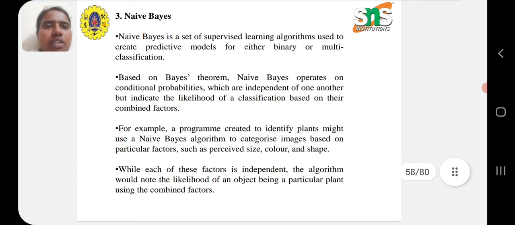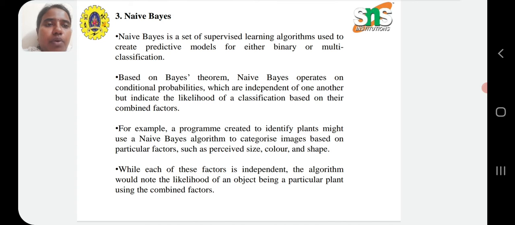Naive Bayes is a set of supervised learning algorithms used to create predictive models for either binary or multi-classification. Based on Bayes' theorem, naive Bayes operates on conditional probabilities which are independent of one another but indicate the likelihood of a classification based on their combined factors.